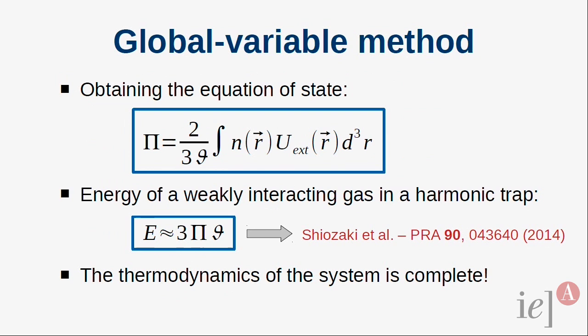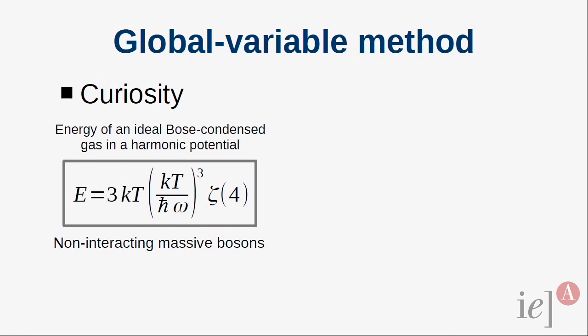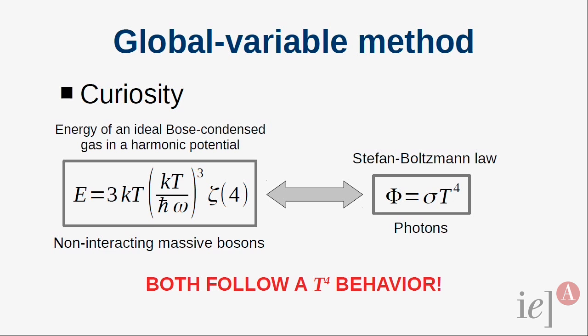But this is equal because it's the ideal gas case. And below the critical temperature, we know the Bose function becomes the Riemann zeta function. And then this is the equation that we have. But it's interesting to notice that this obeys a T^4 behavior, and the Stefan-Boltzmann law also obeys a T^4 behavior. So it's interesting that massive bosons, non-interacting massive bosons below the critical temperature, behave as massless relativistic particles, just as photons do. So it's just a curiosity, but it's very interesting to notice this kind of thing.